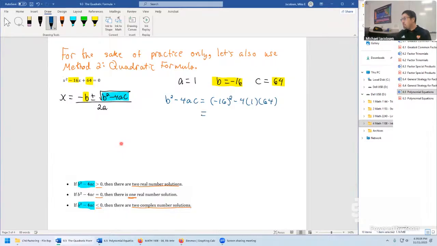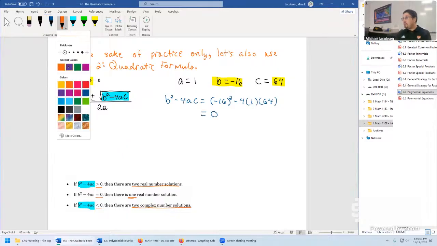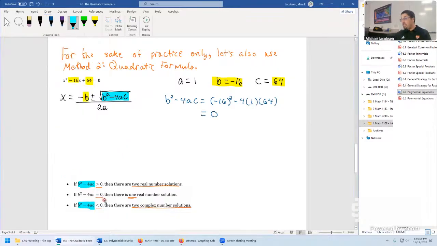So because it's equal to 0, that's the second possibility down here. By the second bullet point here, this tells us that there is exactly one real number solution.